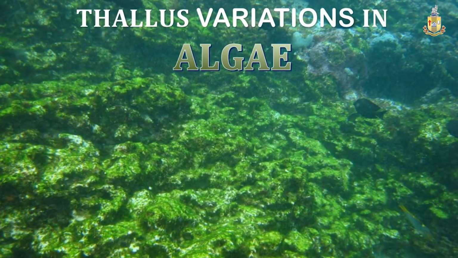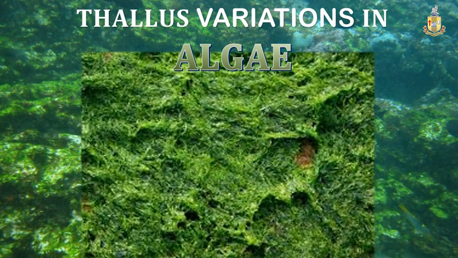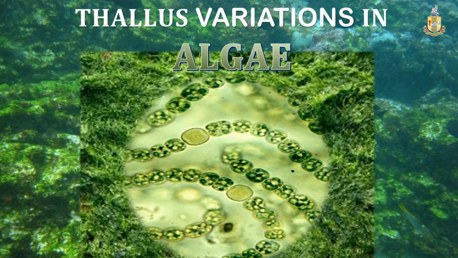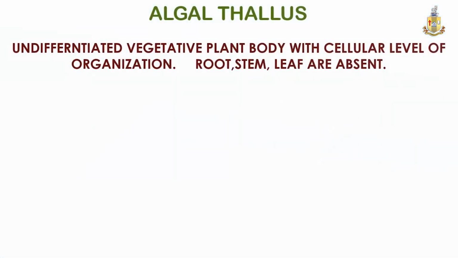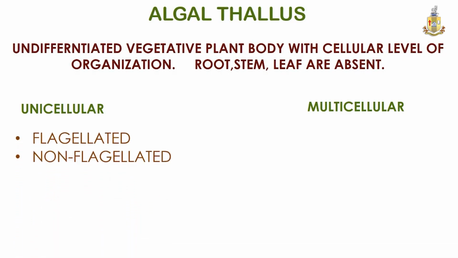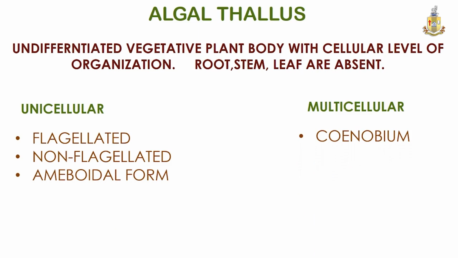The vegetative part of algae is called thallus. So, algae have a variety of thallus differentiation. They lack true stem, leaves and vascular bundles. The algal thallus may be unicellular or multicellular. Unicellular forms are flagellated, non-flagellated and amoeboid forms, and multicellular forms may be cenobium, filamentous, siphonous and parenchymatous forms.